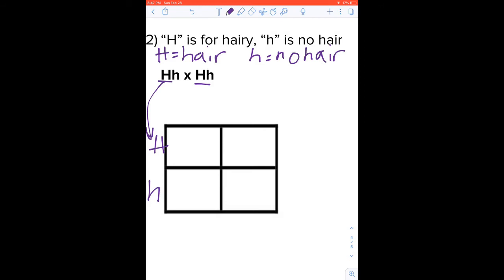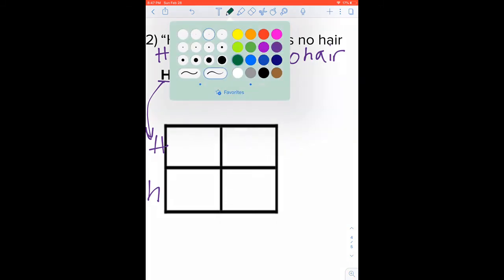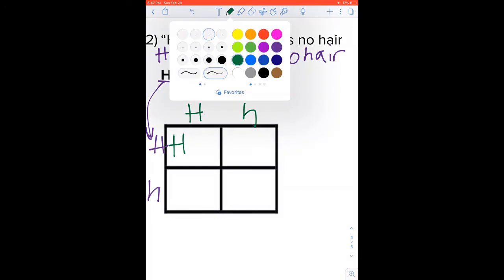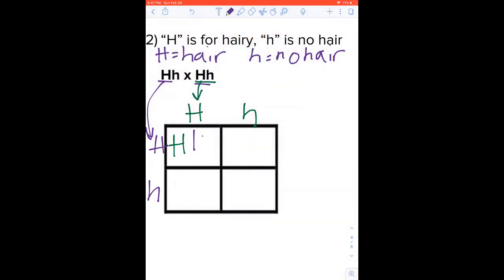Big H splits, and then my mother genotype, big H, little h, I can split that. I'm going to use a different color. Big H goes on one square, little h goes on the other. And then I combine. So one from mom, and then a big H from dad. And then a big H from mom goes down, a little h from dad goes across.